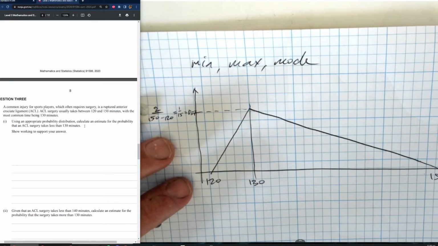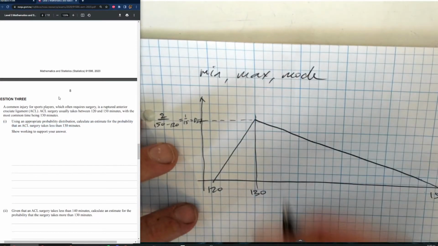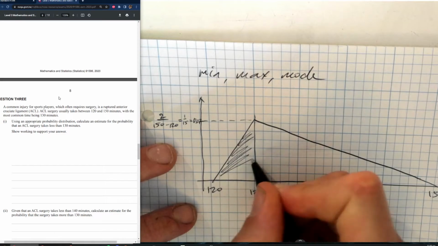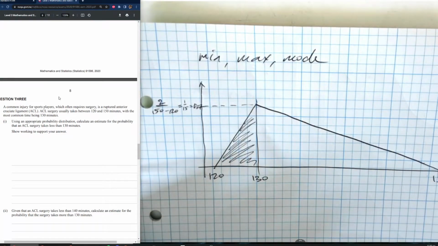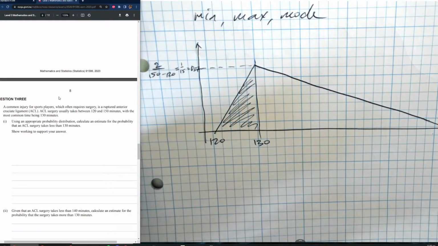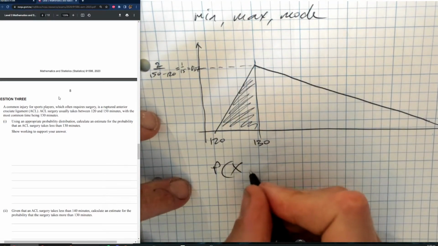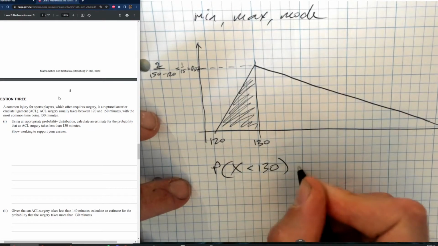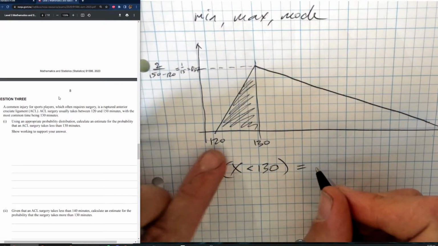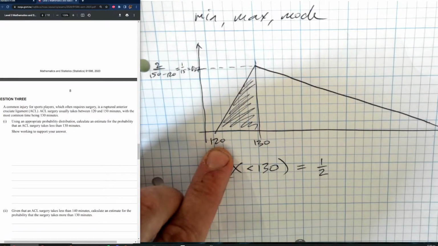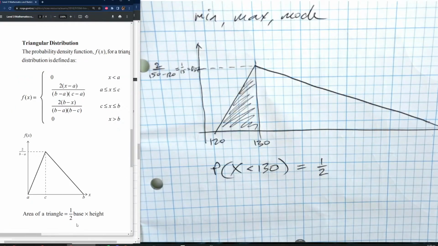Let's read the question. Using an appropriate distribution, calculate an estimate for the probability that a surgery takes less than 130. Oh, look at that, we already have a height there. So less than 130 is this area of the distribution. So P(X less than 130) equals the area, so it's half base times height for a triangle. This is the beauty of this distribution. You literally get given the area of a triangle calculation. As 18-year-olds, you get told how to work out the area of a triangle.